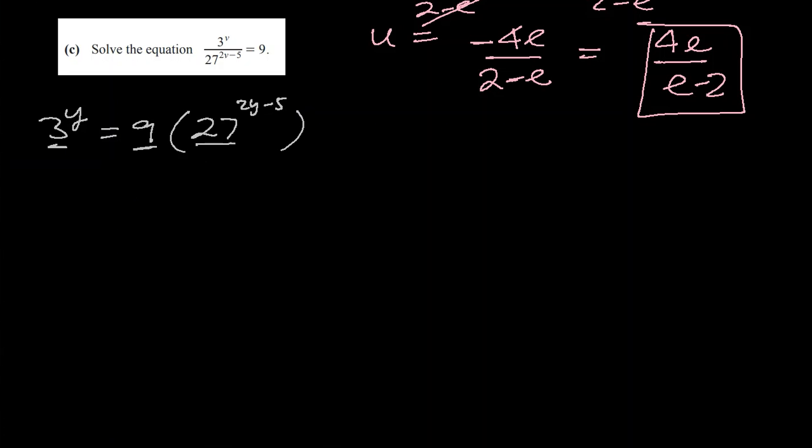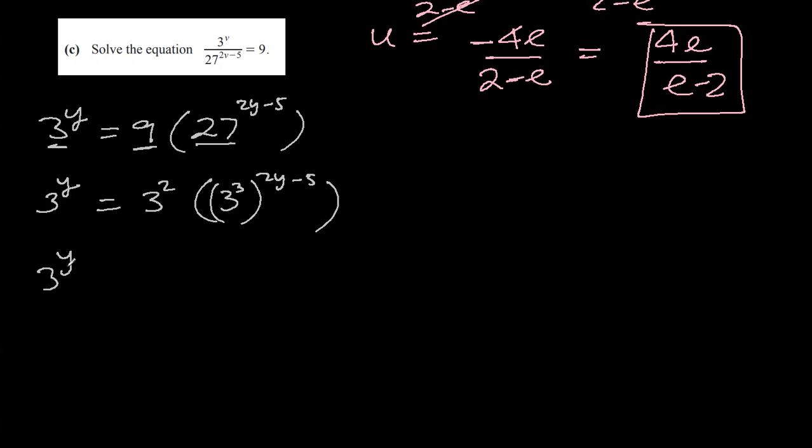9 can be converted into 3 to the power. 27 can be converted into 3 to the power. Let's do that. So 3 to the power y equal to 3 square, then 27 is 3 cube to the power 2y minus 5, right? So now we have everything in 3. Let's see if we can do something else. 3 to the power y equal to 3 to the power. Now this is base 3, this is base 3, they're multiplying, so their exponents will add up. So 2 plus, and their exponent over exponent, they will multiply. So 3 times 2y minus 5.